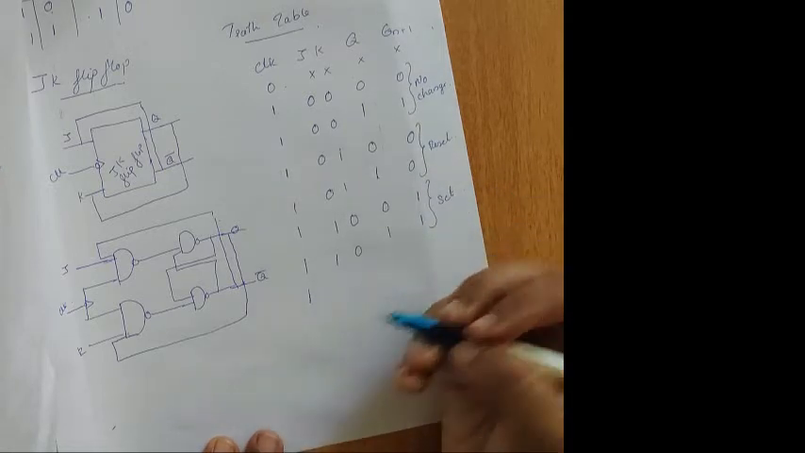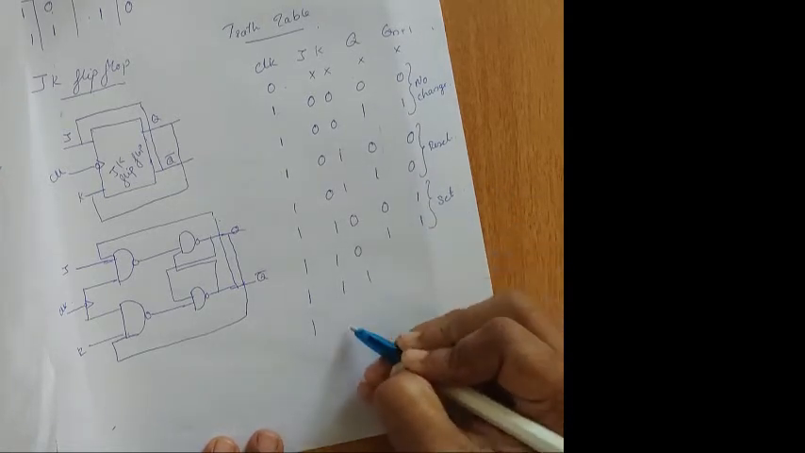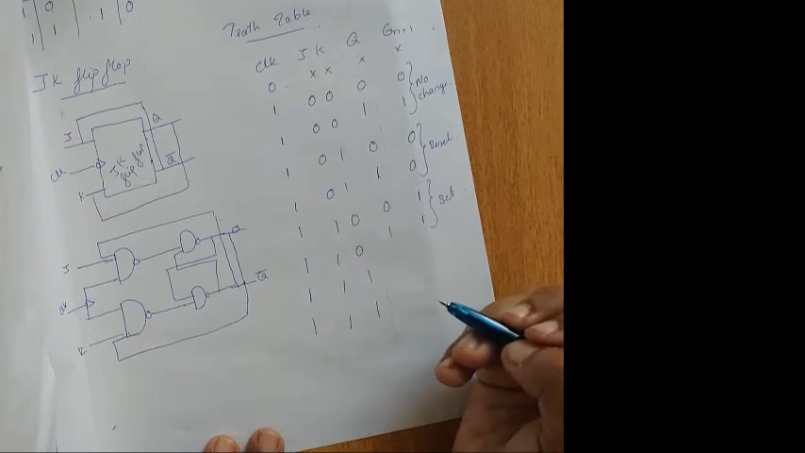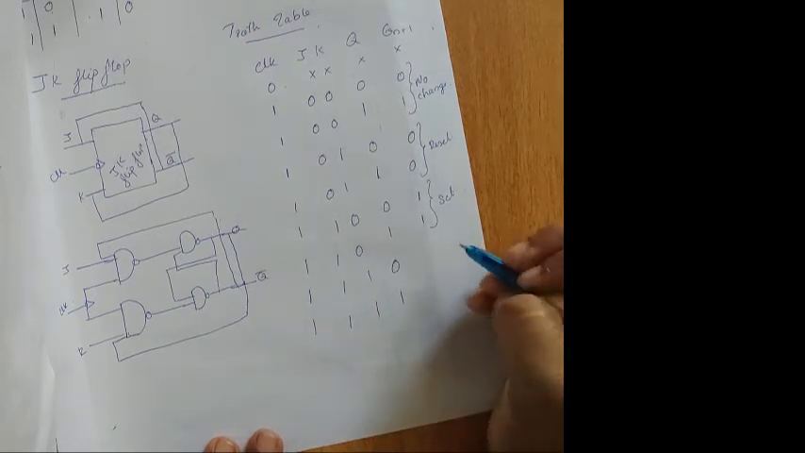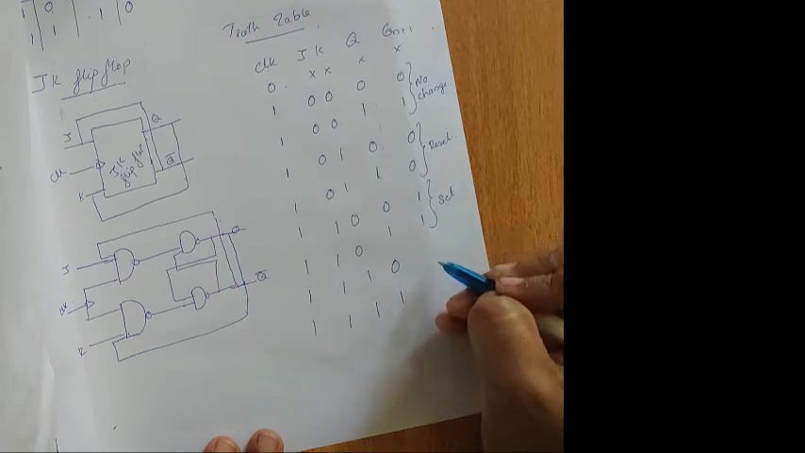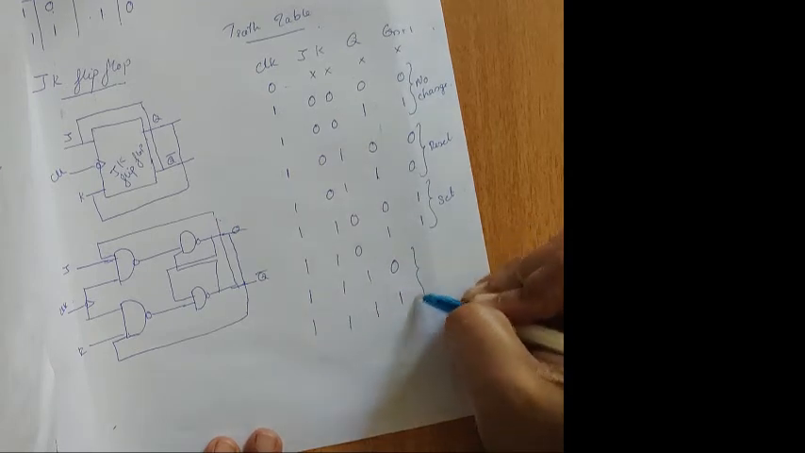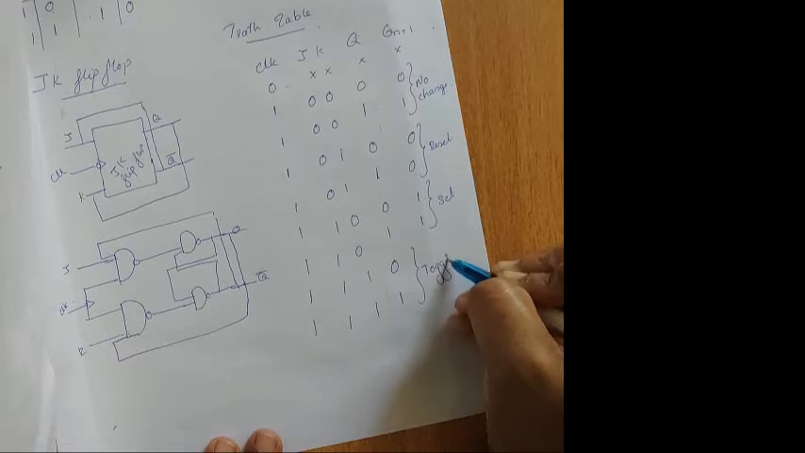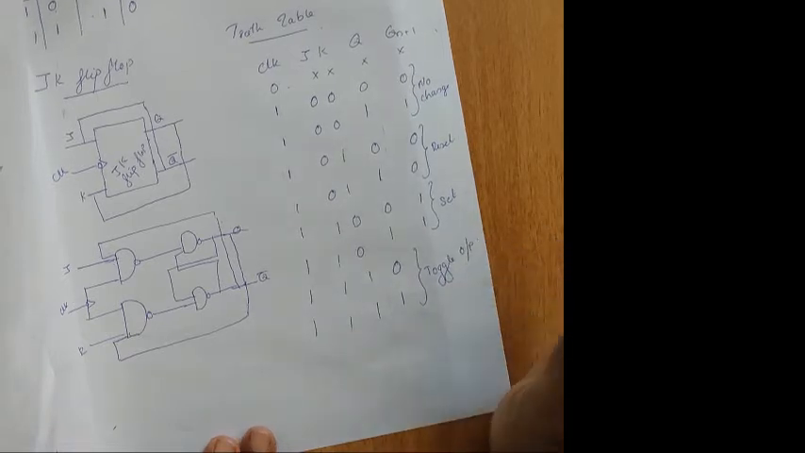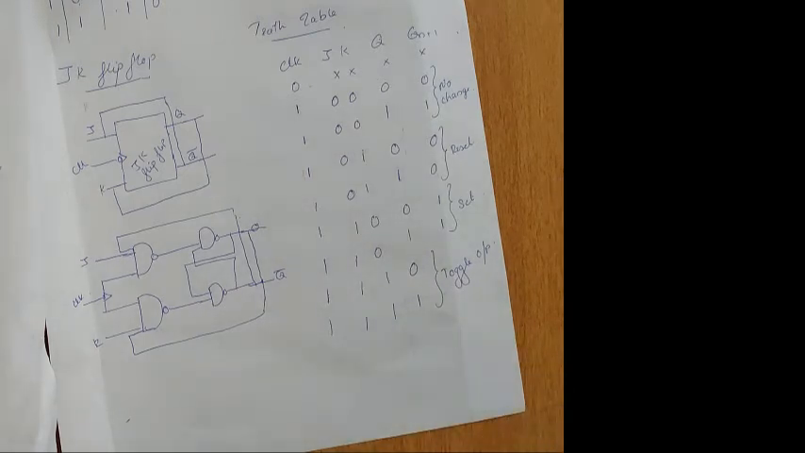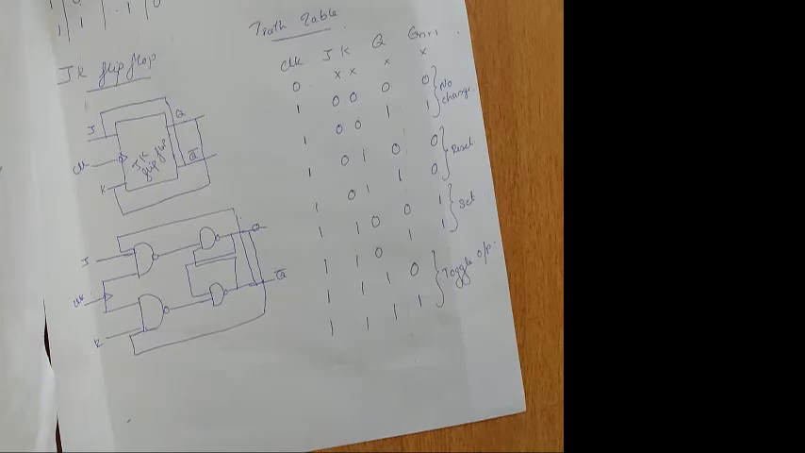And here, when the 1-1 condition is applied in this JK flip-flop, whatever input condition you are giving, your output will be toggling a number of times. Here, toggle condition. Toggle output means in the same clock pulse, the output will be changing a number of times, from 0 to 1, 1 to 0, 0 to 1, 1 to 0, like that.